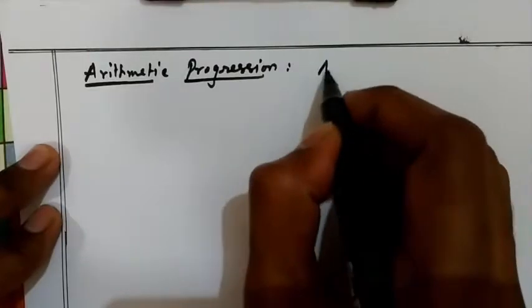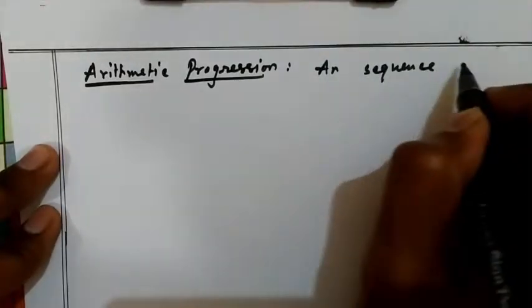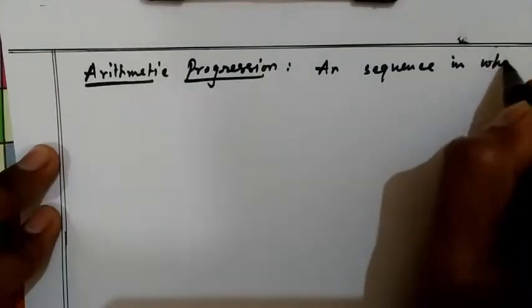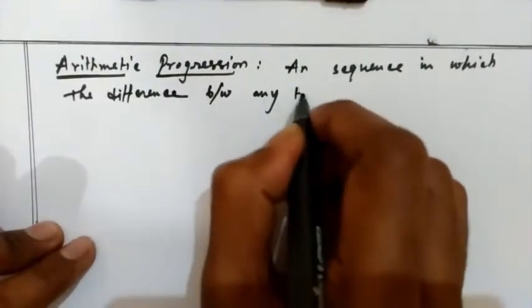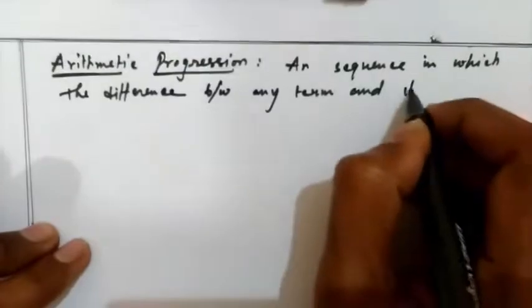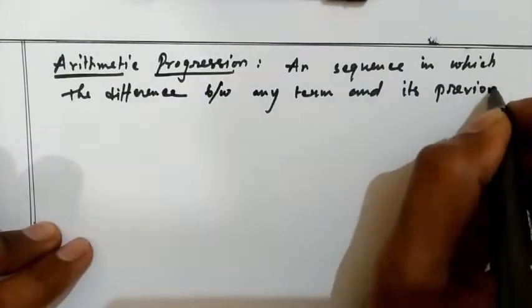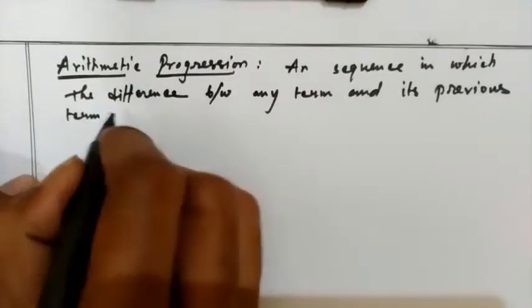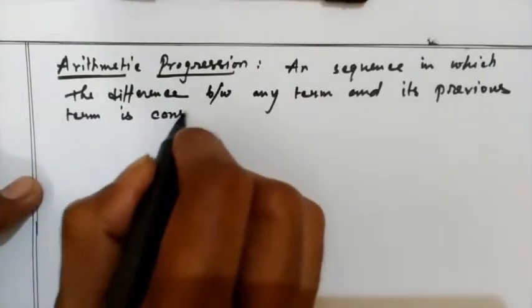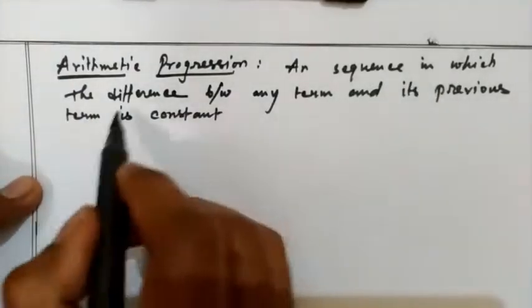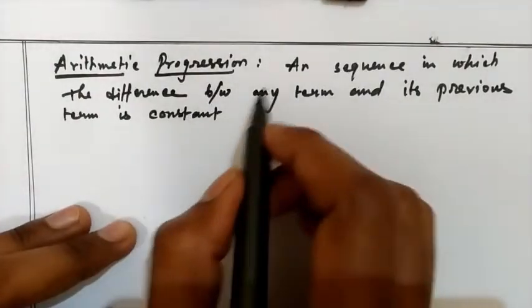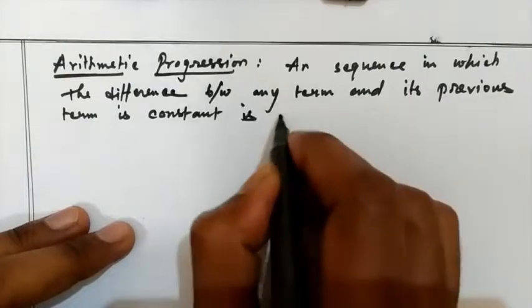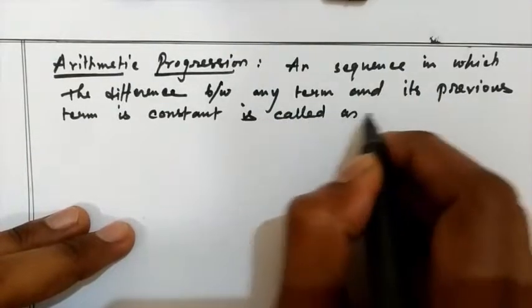What is arithmetic progression? A sequence in which the difference between any term and its previous term is constant is known as arithmetic progression, AP.